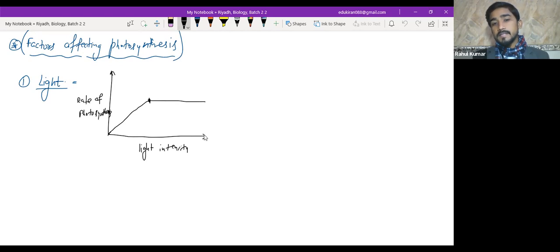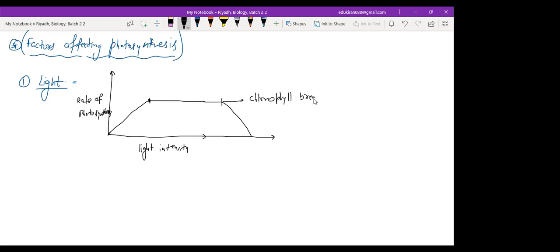So if you keep increasing light intensity, after one point of time, you will see that the graph goes like this. Correct or not? If I keep increasing the light intensity beyond a very high threshold, we will see this, because from this point onwards, chlorophyll breakdown started, right? Yes, sir.